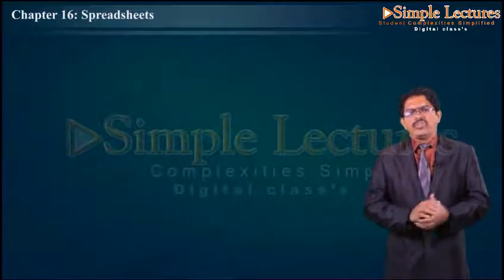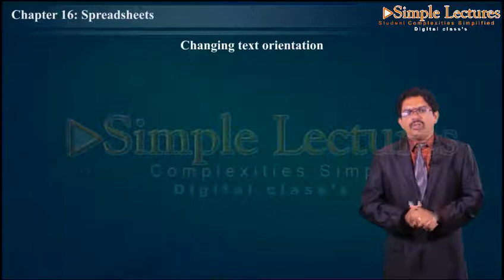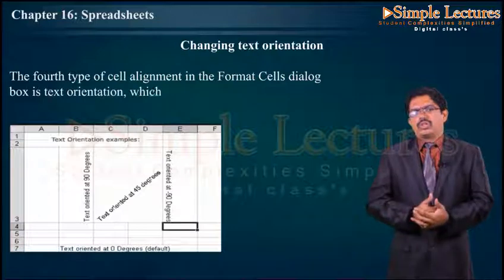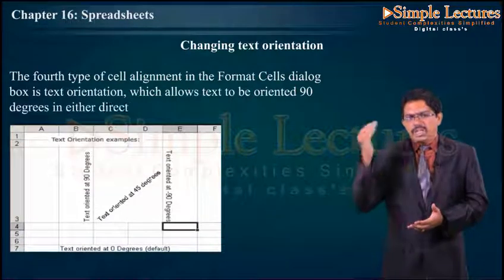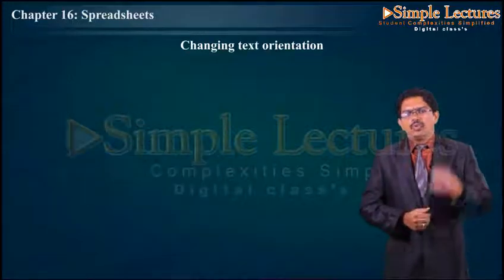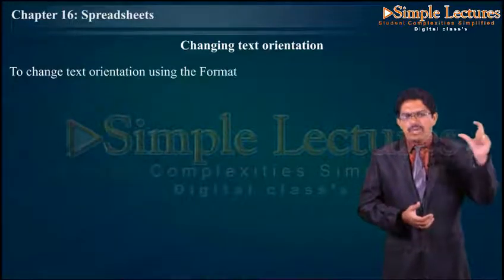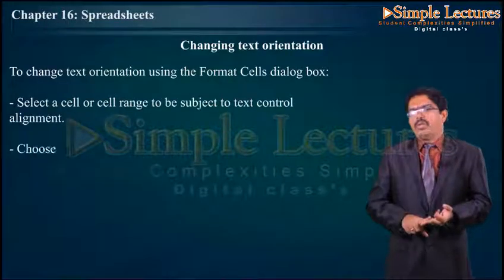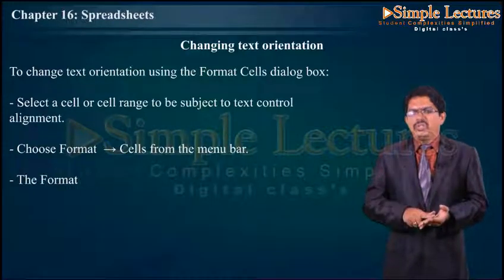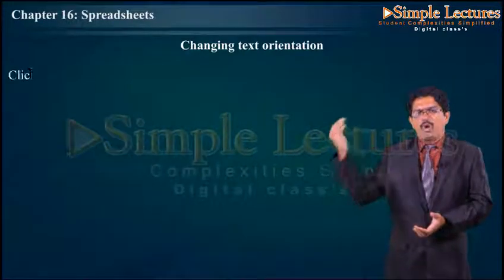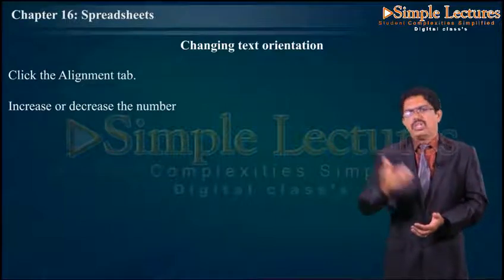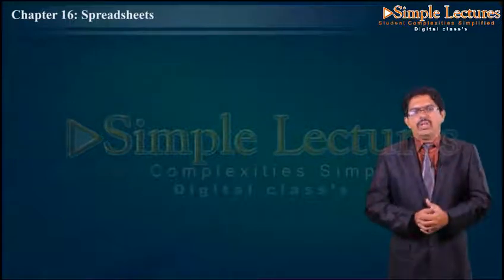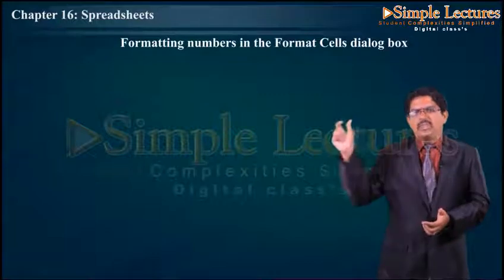Now let us see changing a text orientation. The fourth type of cell alignment in the format cells dialog box is text orientation, which allows the text to be rotated 90 degrees up or down. To change the text orientation using the format cells, select a cell or a cell range. Choose format from the menu bar. The format cells dialog box appears. Click on the alignment tab. Increase or decrease the number. Click OK.